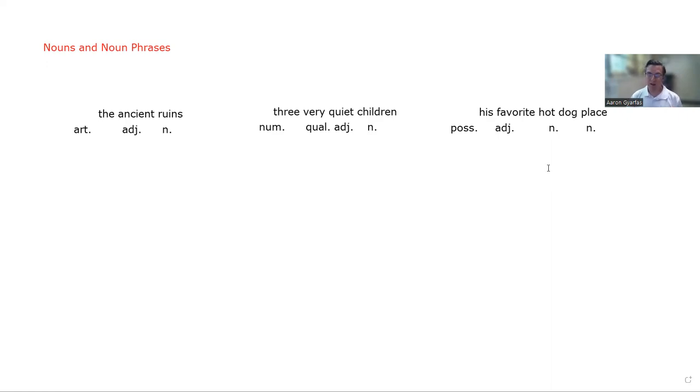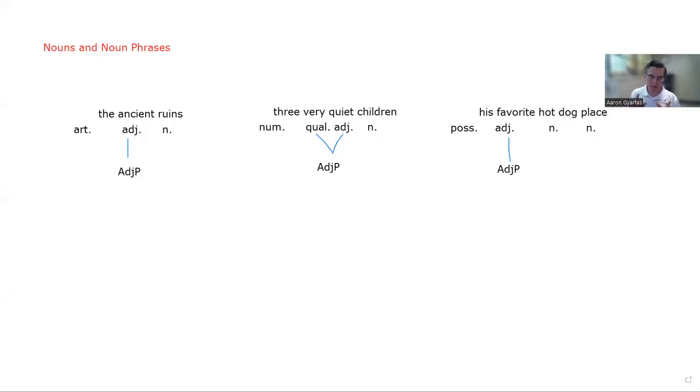Now see if we can group any of these words together before we create our noun phrases. Pause the video here and see what you got. I see adjectives, so we should have adjective phrases.